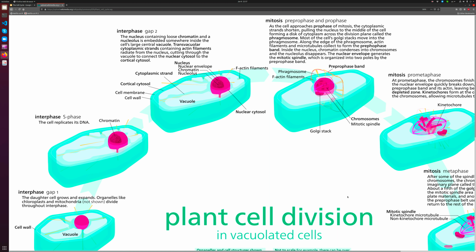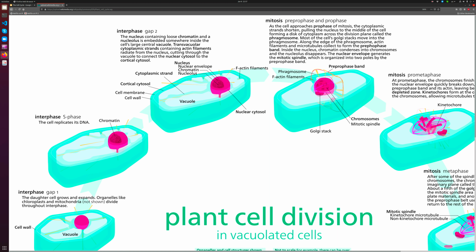As the cell approaches prophase of mitosis, the cytoplasmic strands shorten, pulling the nucleus to the middle of the cell, forming a disk of cytoplasm across the division plane called the phragmosome. It isn't really important to remember the word phragmosome so much. Most of the cell's Golgi stacks move into the phragmosome.